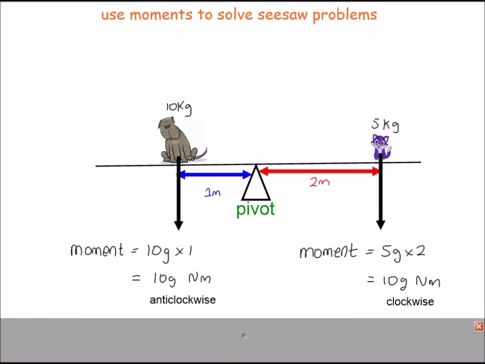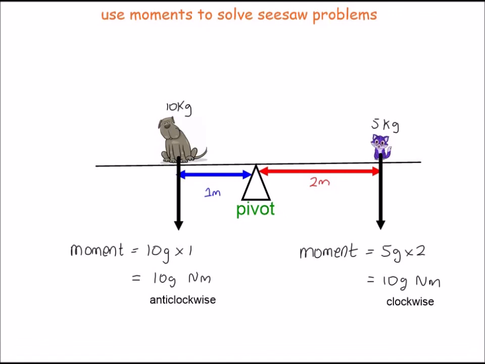and the moments are in opposite directions, anti-clockwise for the dog, because the dog wants the seesaw to come down. That's going to be anti-clockwise, and the cat wants the seesaw to go down on this side, which will be clockwise. And these are equal in size but opposite in direction, so we have balanced moments, so the seesaw balances.